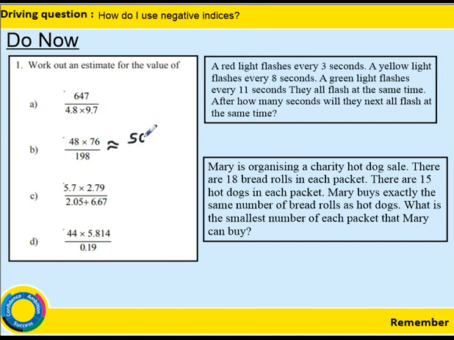$48 to one significant figure is 50, $76 to one significant figure is 80, and $198 to one significant figure is 200. 50 multiplied by 80 is, well, 5 multiplied by 8 is 40, then add the 2 zeros. So we've got 4,000 divided by 200. Cancel out this 0, cancel out this 0, and 40 divided by 2 is 20.